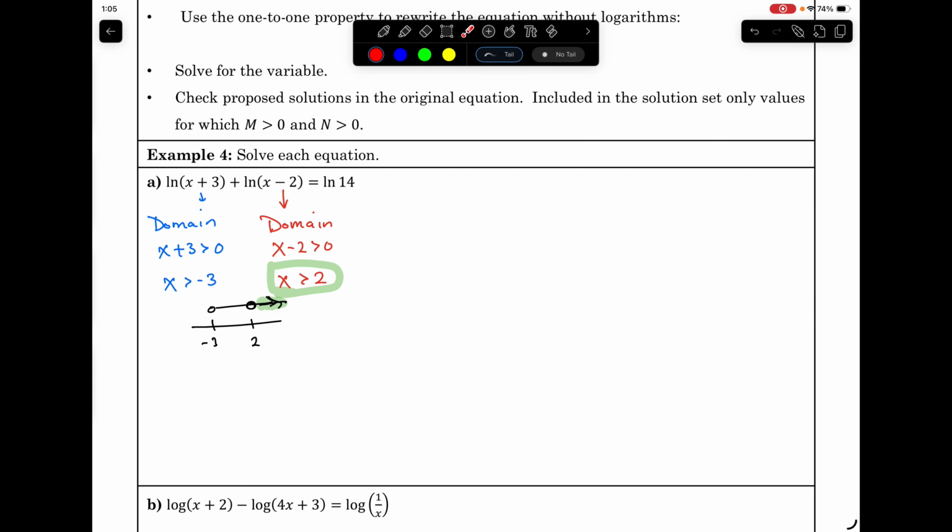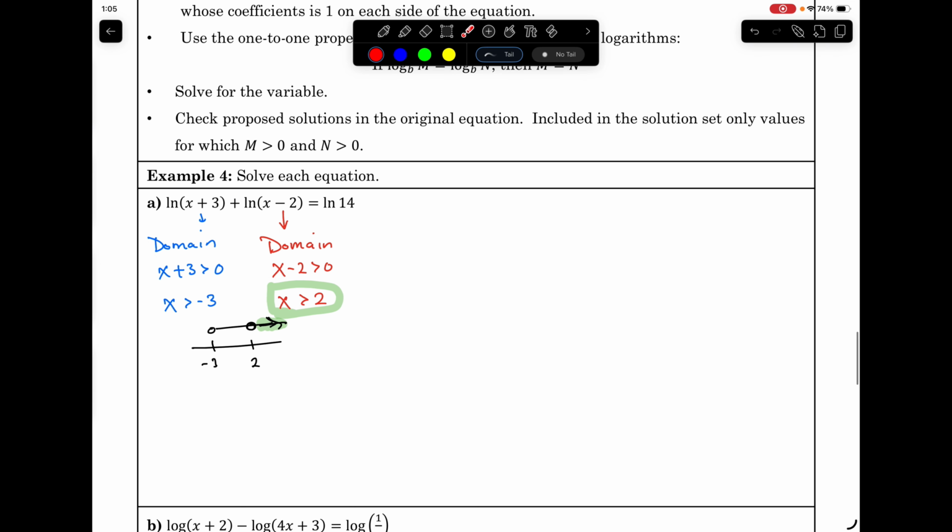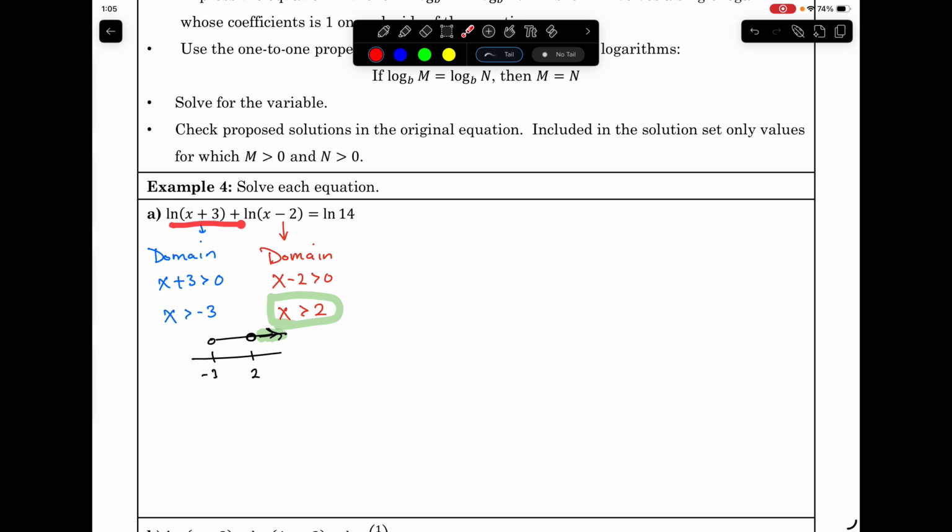Right there. Well, I need to again condense this. The only way that this one-to-one property works is that I have one log on the left and one log on the right.